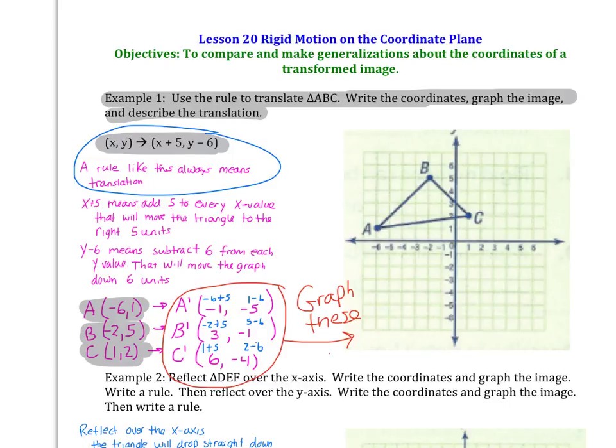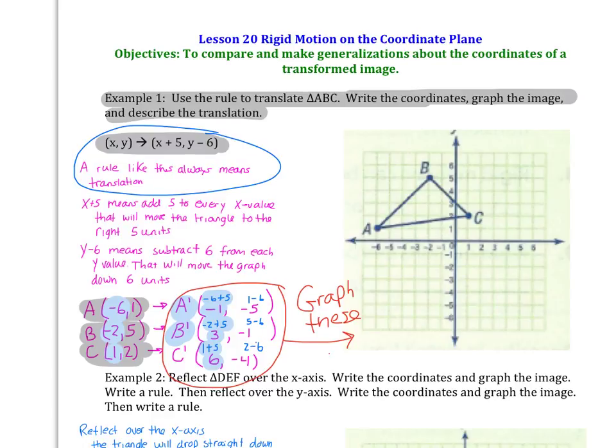Okay, we'll go through and we'll do the x values first. So A prime is right here. That's going to be our new image. Remember, the x value used to be -6. So we're going to take -6 plus 5, and the new x value is going to be at -1. For B, it used to be at -2. So for B prime, we're going to take -2 plus 5, and the x value is going to be at 3. And for C, the x value was at 1. We're going to take 1 plus 5 because the rule up top says x plus 5. And your new x value for C is going to be at 6.